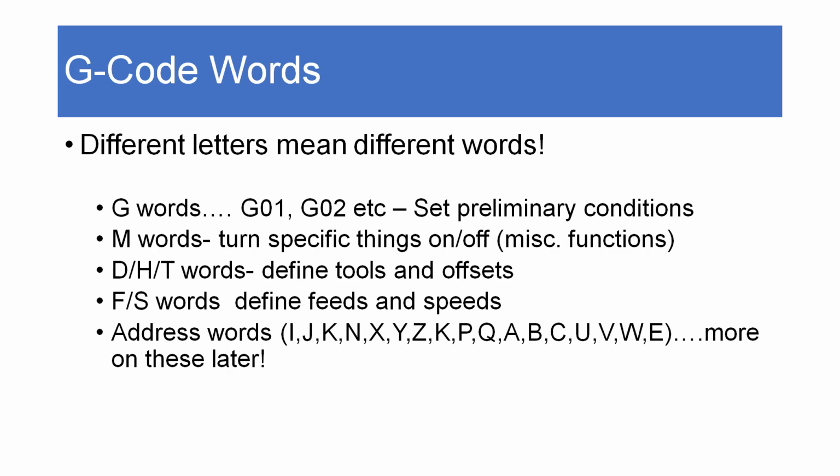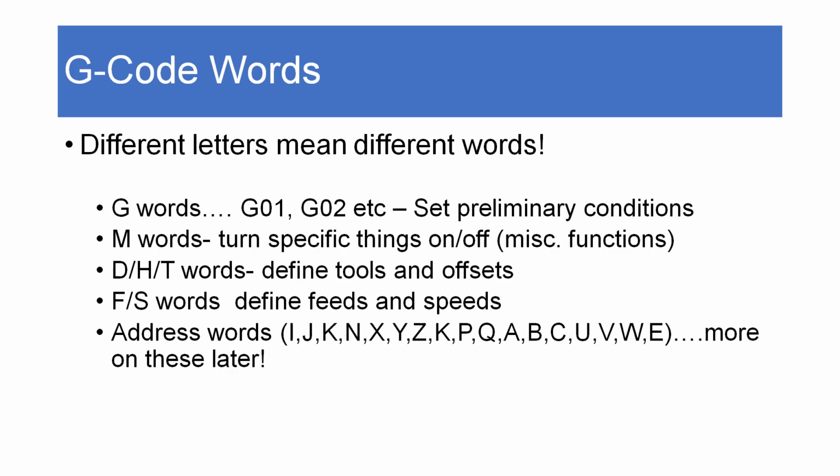G words set preliminary conditions. So like a G01, it tells it to move. It doesn't tell it where. So that G01 needs to be accompanied with directions. Where is it going? How fast is it going? M words, sometimes called M codes, turn specific things on and off. They're like a light switch. D, H, and T words define tools and offsets: diameters, heights, and tool numbers. F and S words define feed, how fast the tool will move, and speed, how fast the spindle will spin.